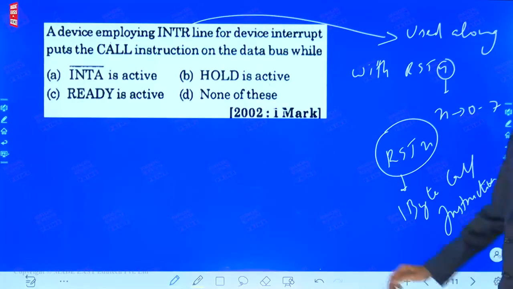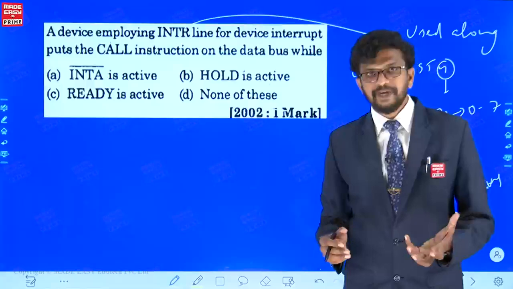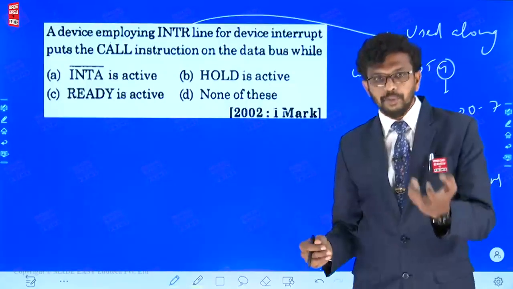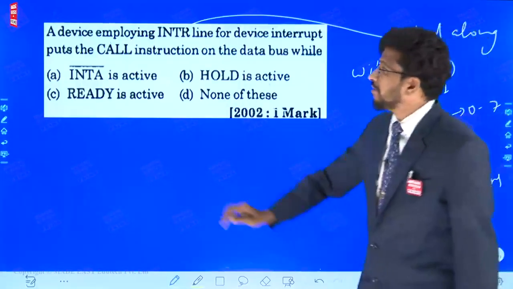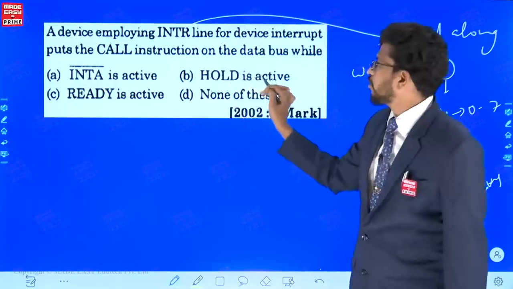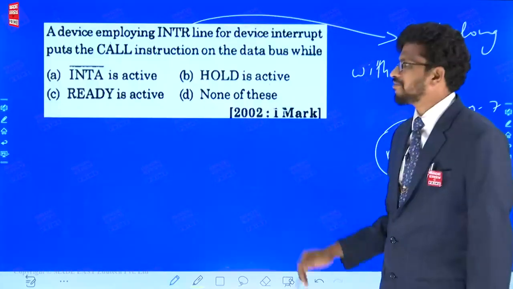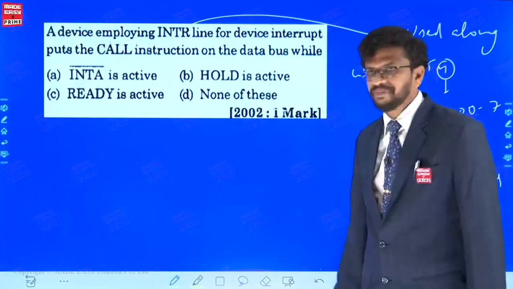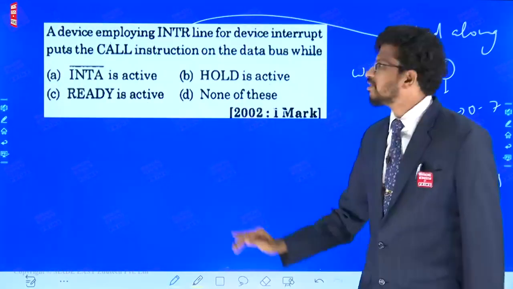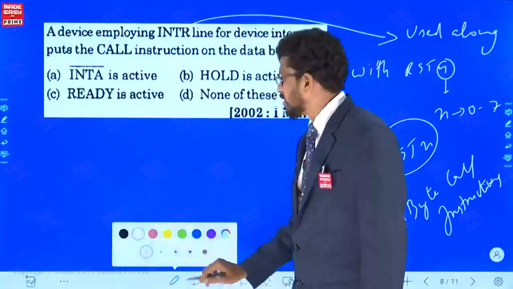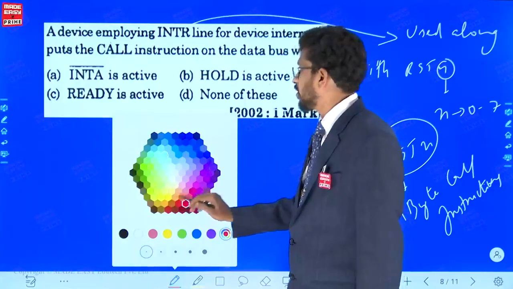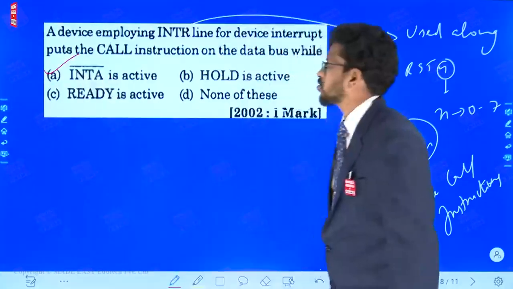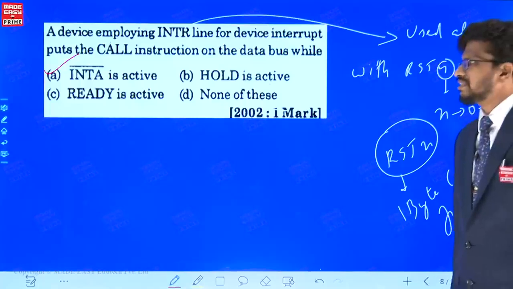Okay. So we have discussed in the theory part, like in the INTR discussion, the opcode is generated from outside. So when it is generated from outside, option A, when INT is active, hold is active, ready is active, none of this. Very simple. Hold is for DMA, ready is for slow peripheral. So what is the only thing left? INTA. So INTA, interrupt acknowledgement, will be the correct answer. Very simple. If you know the basics, you can solve the questions.